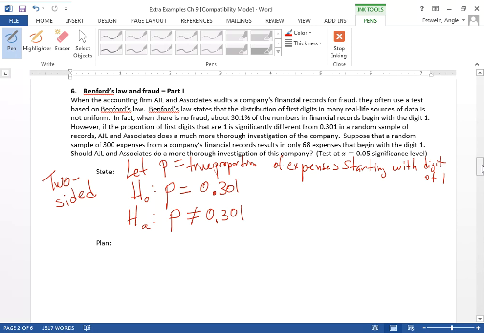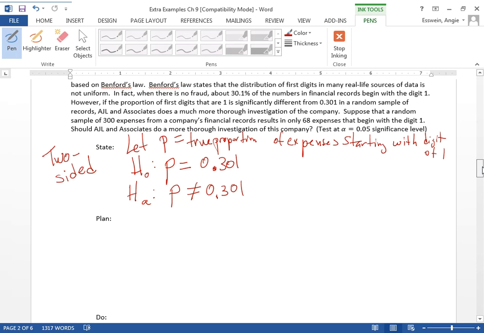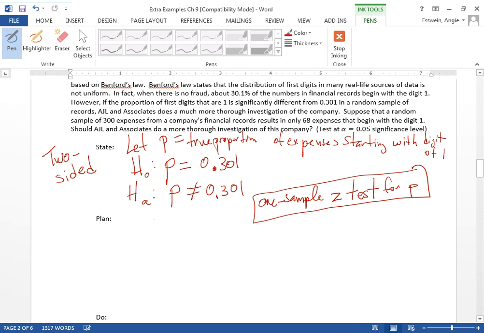So here we're all set up. Our plan, the name of our test, I want you to practice getting that. It's always going to be one sample, because we're taking from one population. In chapter 10, it'll become two sample, so we have to be really clear. A 1 sample Z or T. Everything is Z today, they're proportions. That's the only option for proportions. So it's a 1 sample Z test for p. That's the name of the test.